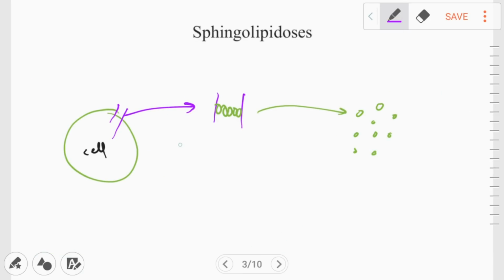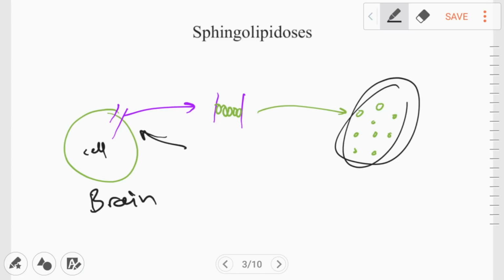Let's start off by talking about sphingolipidoses. So what are sphingolipidoses? These are a set of disorders in which there is an abnormal accumulation of sphingolipids in our body. Sphingolipids are a normal part of the cell membrane of cells in our body, especially the brain. Whenever there is abnormal breakdown of these sphingolipids, we then end up with accumulation of these products.